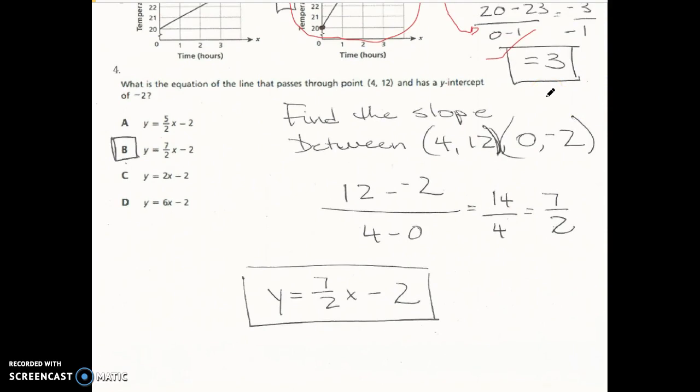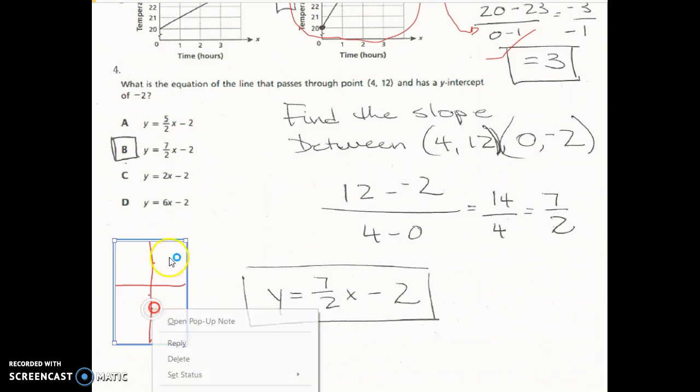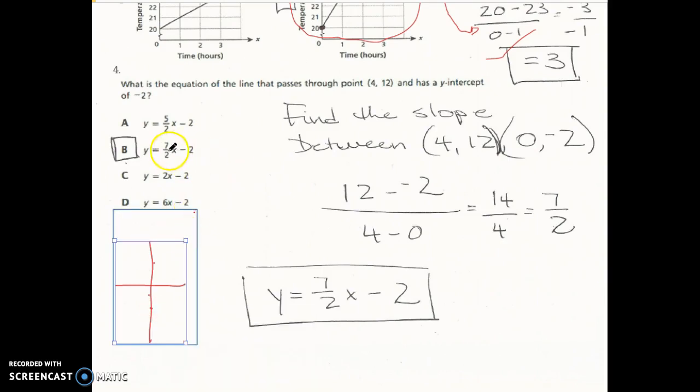What is the equation of a line which passes through the point (4, 2) and has a y-intercept of negative 2? I could draw it out if I wanted. Not completely necessary. I know that my intercept is down here someplace. But then I'm going to find the slope, which is probably more important. So once again, I'm going to use my slope formula.